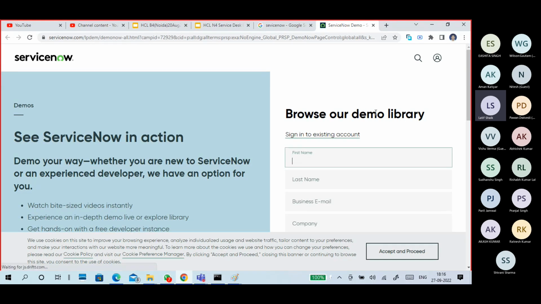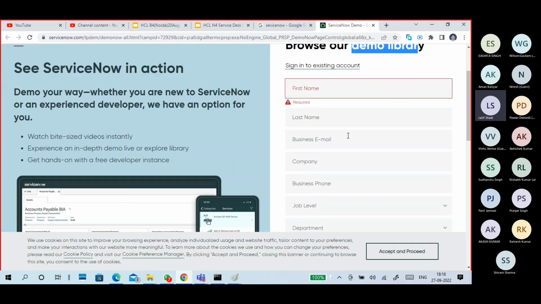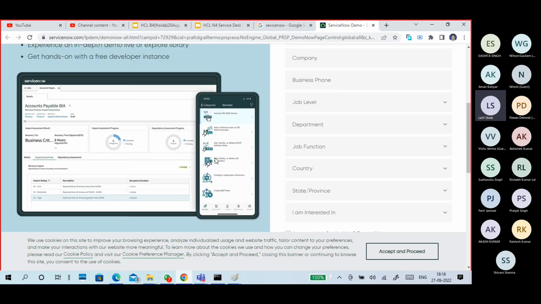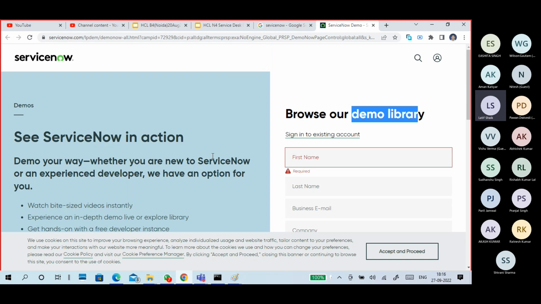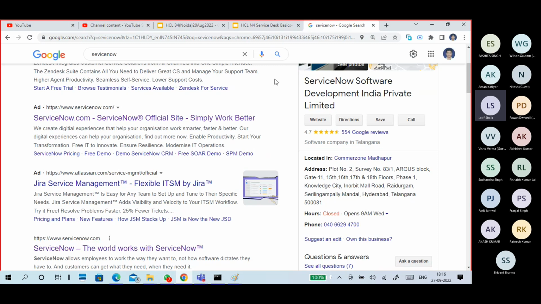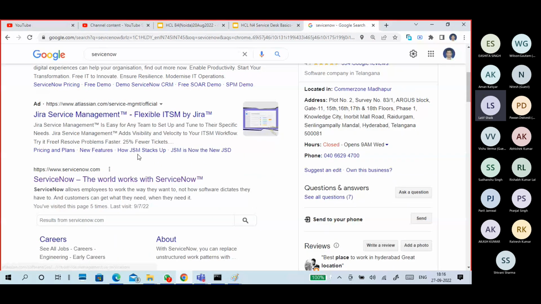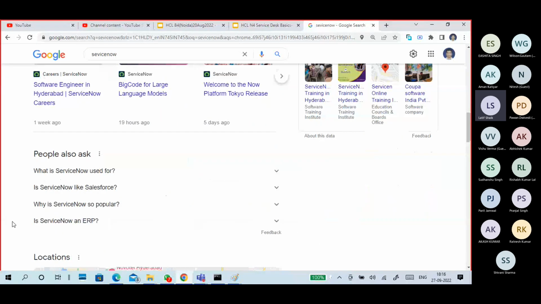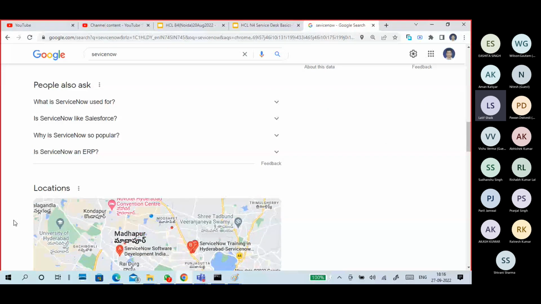Even it is showing a demo library. You will watch demos; you don't touch anything inside practically. That is the ServiceNow demo version. It's a completely cloud-based service. Of course, BMC Helix is also there, and a lot of other services like Jira. I tried Jira two times, but the login account asked for something and the crack was not working.